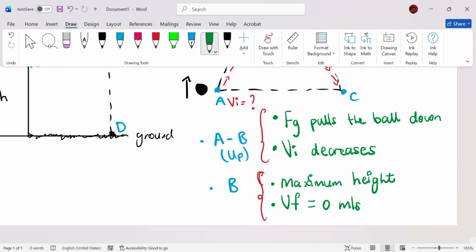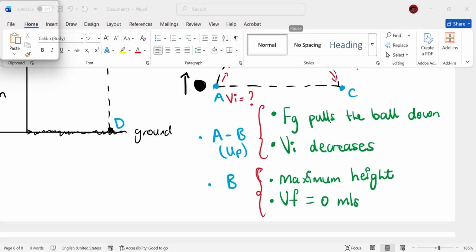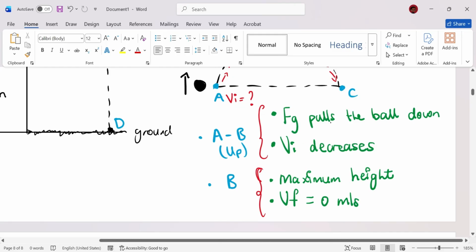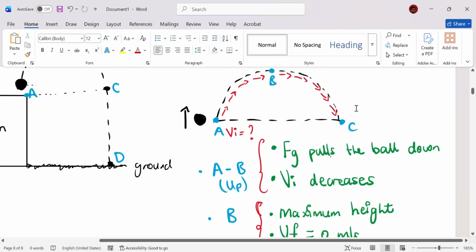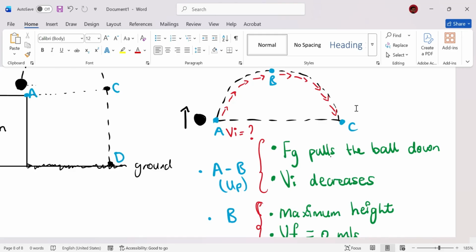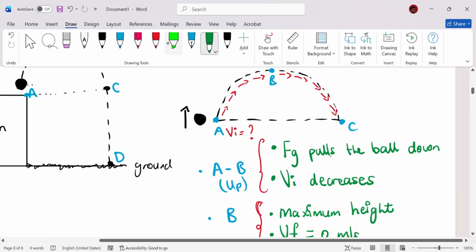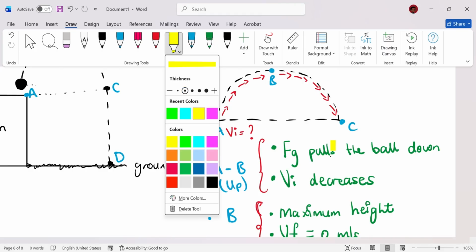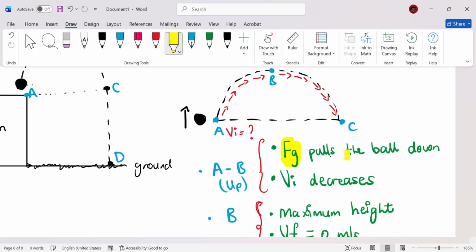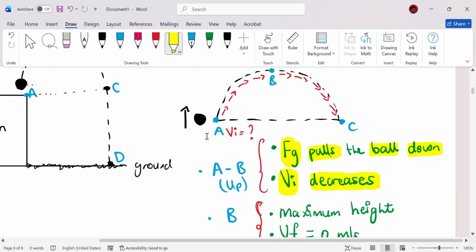Those are the things that I want you guys to make sure you understand. So once again, from point A to B, what happens? The ball moves upwards, right? And as it moves upwards, what happens? Let me quickly get my highlighter. As it moves upwards, we notice that gravitational force pulls the ball down, right? And what does that result in? When gravitational force pulls the ball downwards, the velocity of the ball ends up decreasing, right?